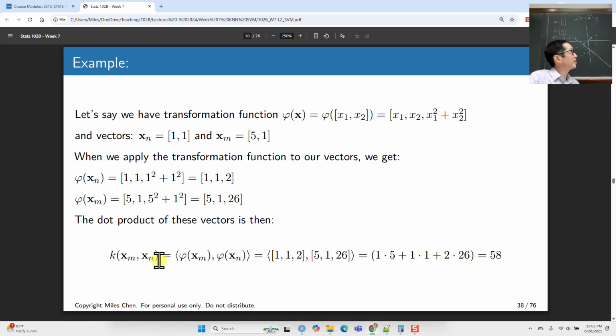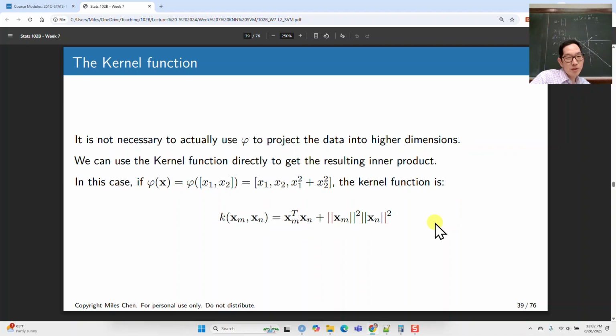Now it feels like, okay, why did we bother with that? Well, yes, you can apply the transformation and get this result of 58. There's also usually an equivalent kernel function that just gives you the result directly. So we can either transform into 3D and then take the dot product, or I can get this result directly: take xm transpose xn, and then multiply by the norm of xm squared times the norm of xn squared.